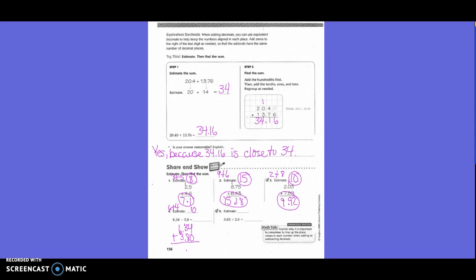So we went ahead and dropped down our decimal. 4 plus 0 is 4. 3 plus 8 is 11, put a 1, carry a 1. 1 plus 6 is 7, plus 3 is 10. So is 10 and 14 hundredths close to our estimate of 10? Yes. Okay. Next one, 5 and 63 hundredths. What would we estimate that to?